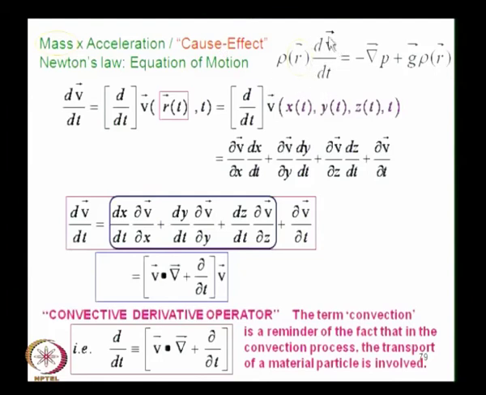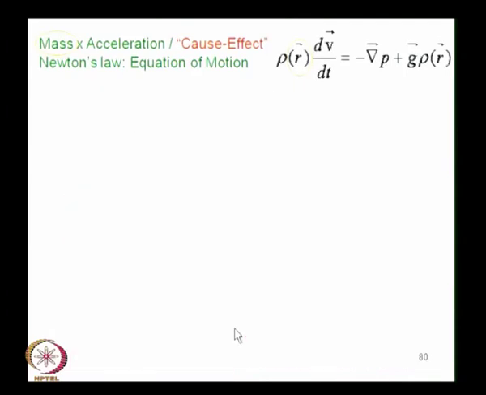And this dv by dt must be replaced by these four terms. You can write it in any one of these forms. They are all mathematically completely equal to each other. And what we have set up is the equation of motion, which is the cause effect relationship for the fluid.